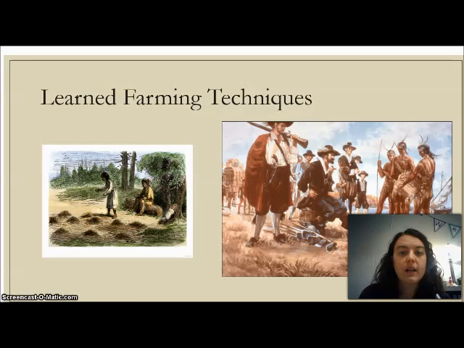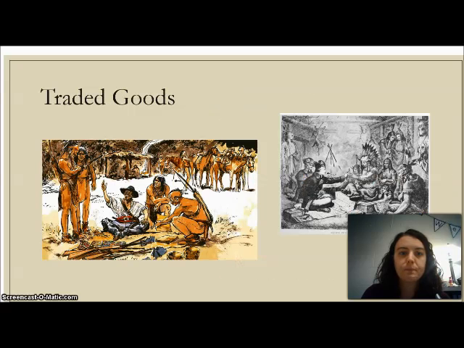Another thing about the interactions between the English and the Native Americans is that the English learned farming techniques from the Native Americans. The Native Americans saw that the English were struggling, and they would come and bring food and show them how to plant this food. There were different growing seasons, different kinds of soil, different kinds of crops that were available. And you couldn't grow the same things in North America that you necessarily could grow in England. So they had to be taught these new farming techniques, and the Native Americans were able to teach them those things.